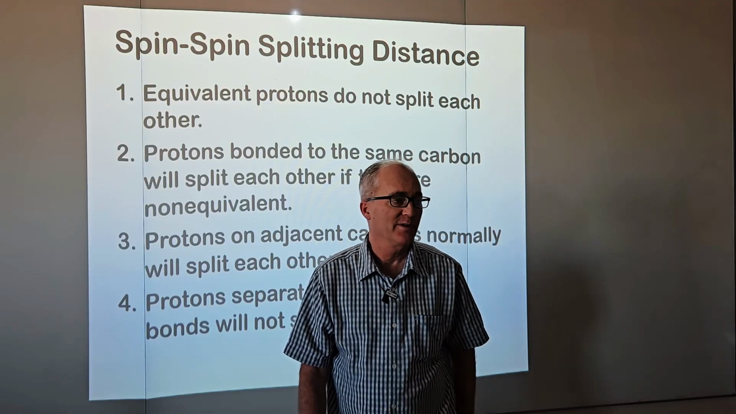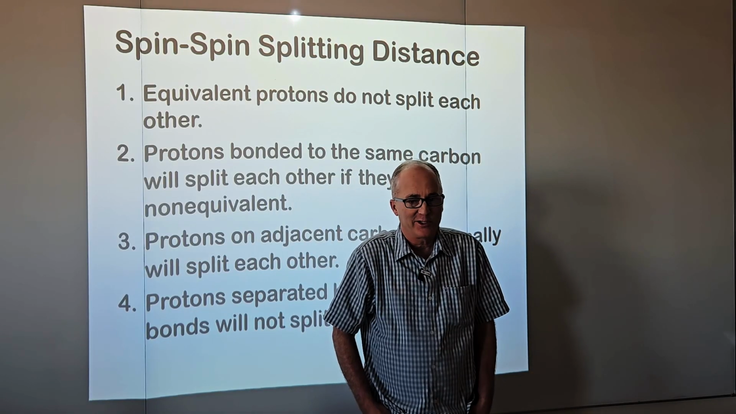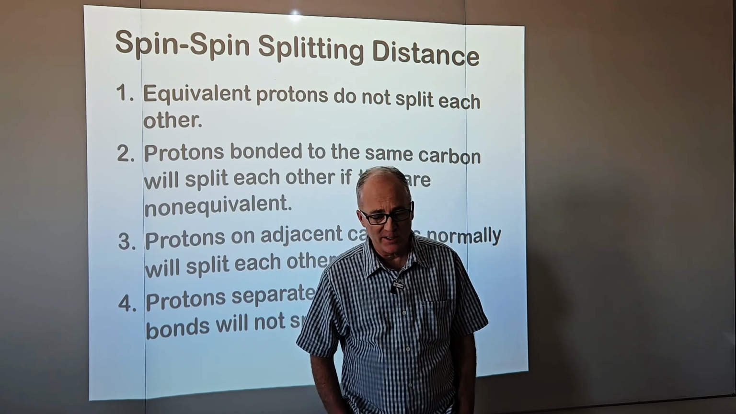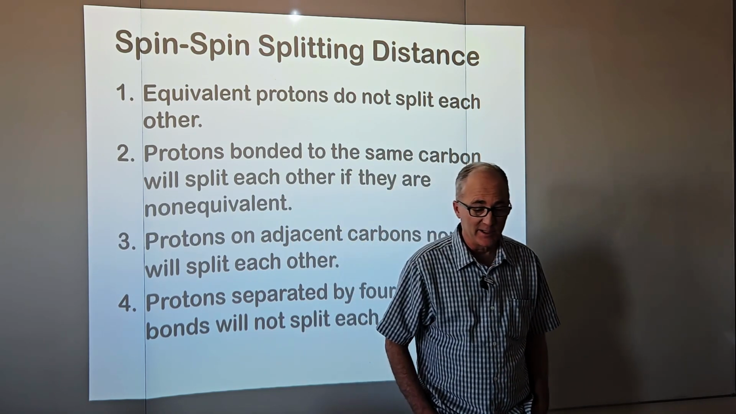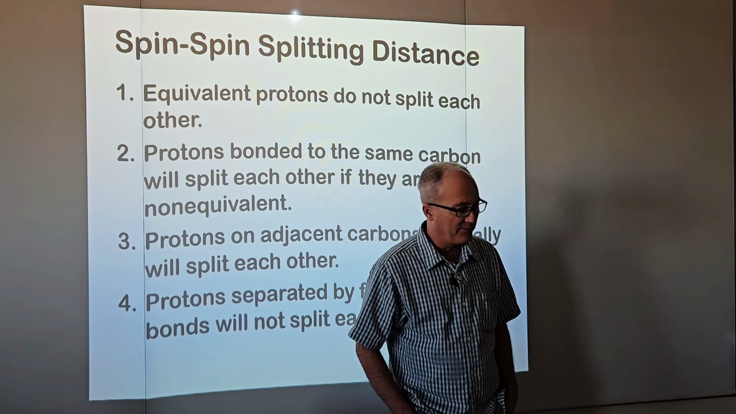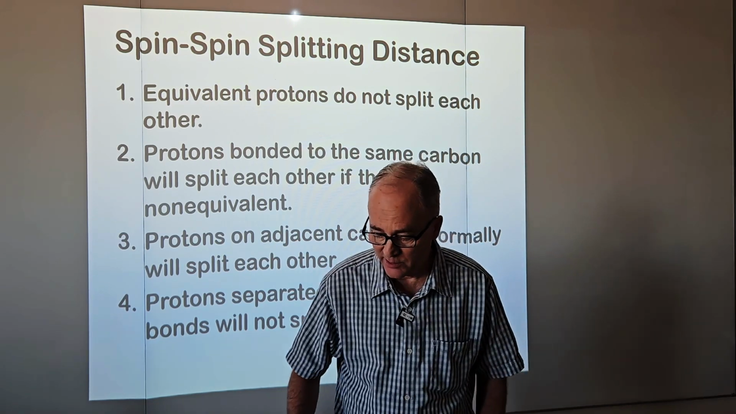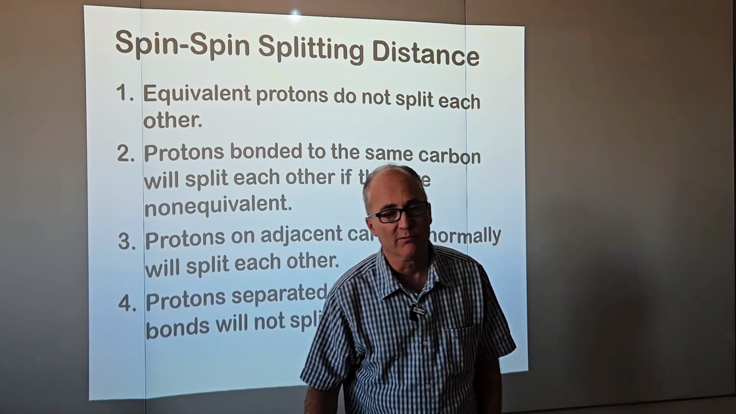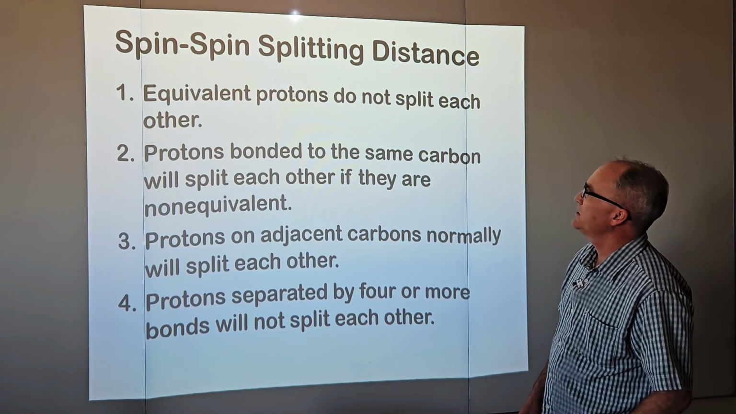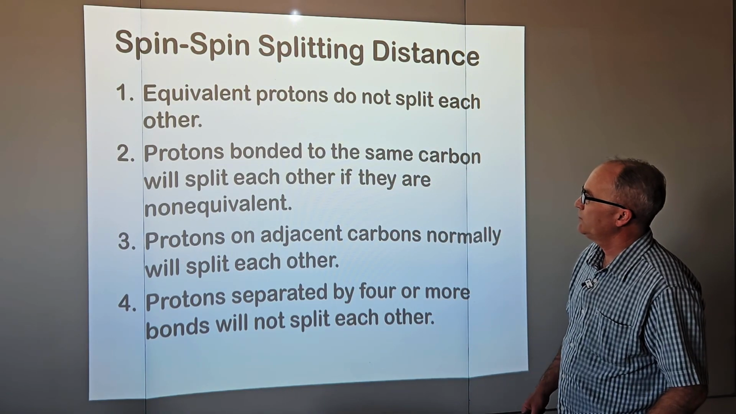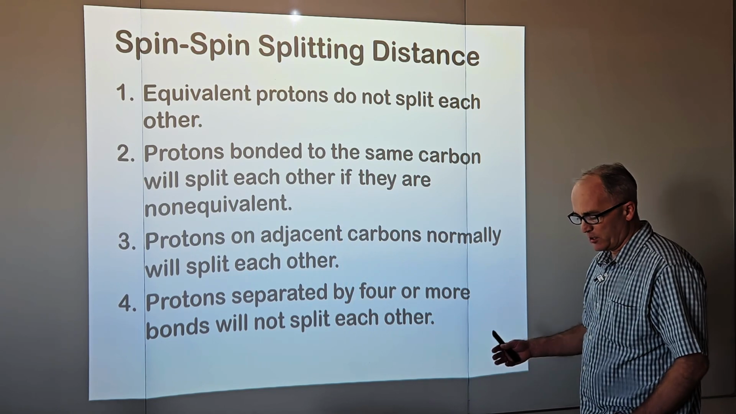Any questions from Thursday's discussion? What causes an NMR signal to be split? Yeah, adjacent protons affect the effective magnetic field that the nucleus undergoing resonance is seeing. So spin splitting depends on distance. Equivalent protons do not split each other.